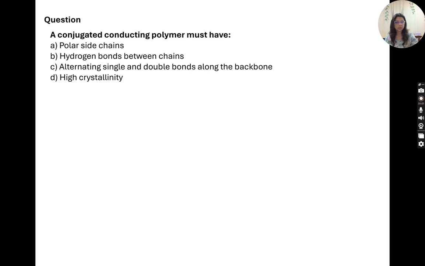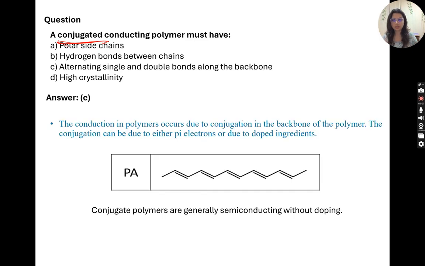Okay, let's look at the answer. So the answer is C, not A, not B, not D, because there is a trick which says conjugated. And what is conjugation? Conjugation is having a double bond and a single bond together, like double bond, single bond, double bond, single bond. These are the conjugated polymers, with alternate single and double bonds along the backbone. They should have this to get the conjugation.